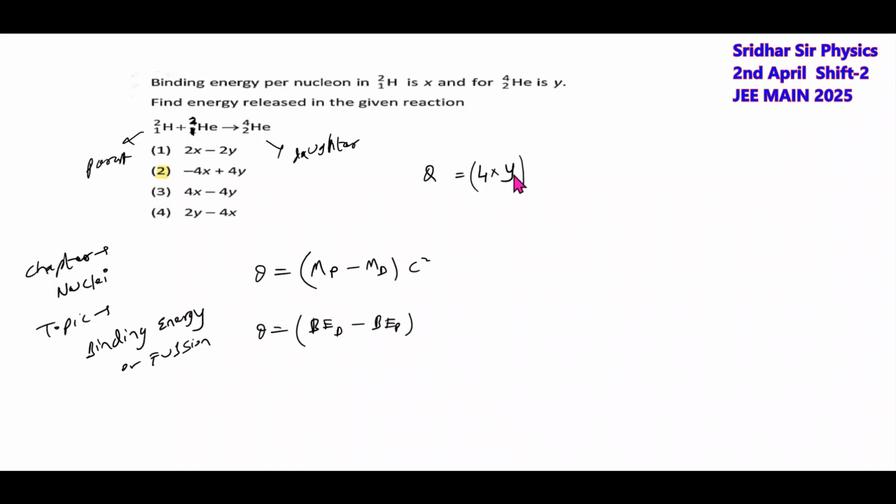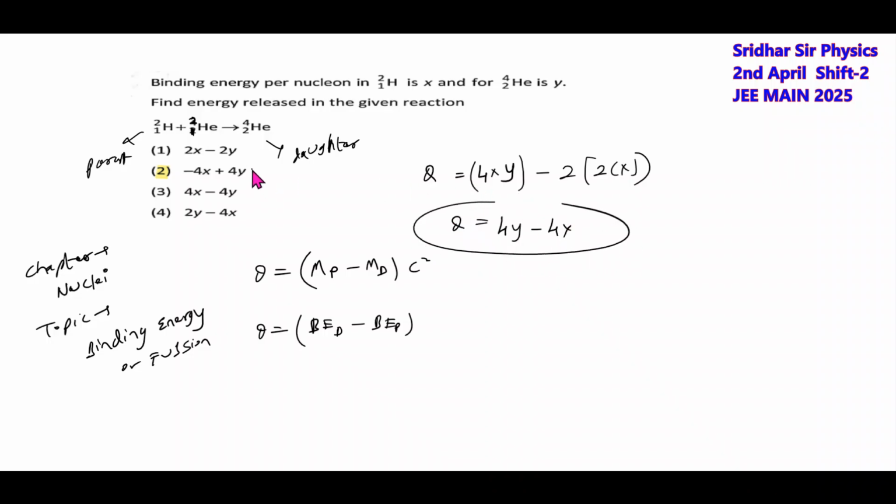So what is the binding energy per nucleon? Y. How many nucleons are there? 4, minus. Then here two atoms, 2 nucleons each. The binding energy per nucleon of deuterium is X, and there are 2 of them, so this will become 4Y minus 4X. This will be your option.